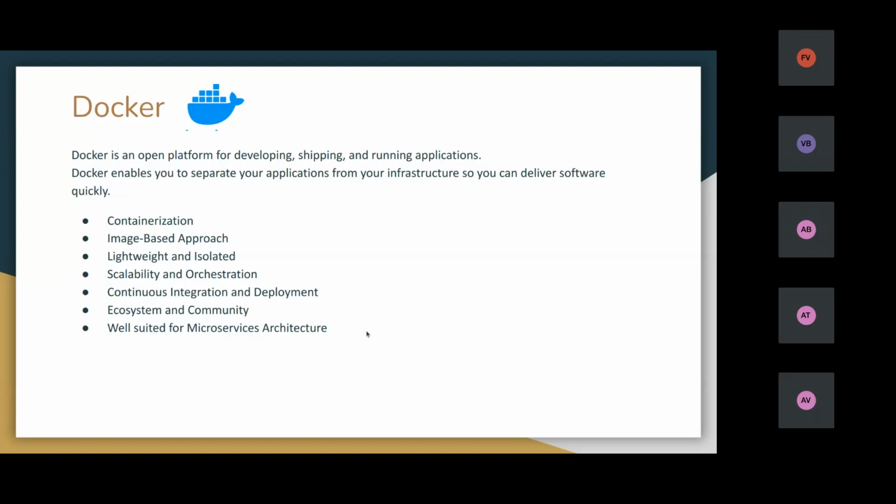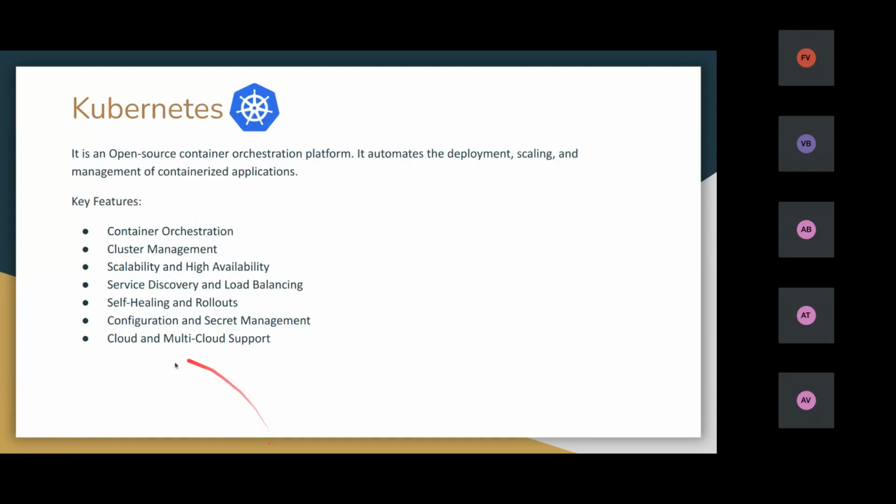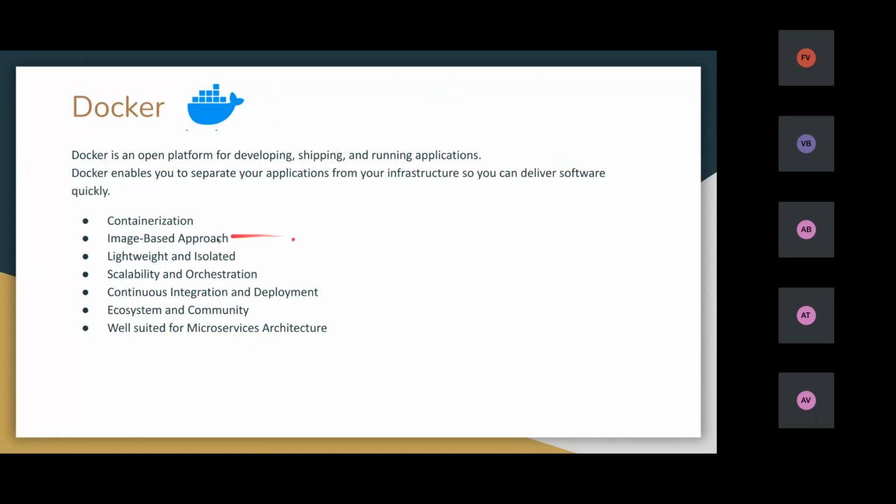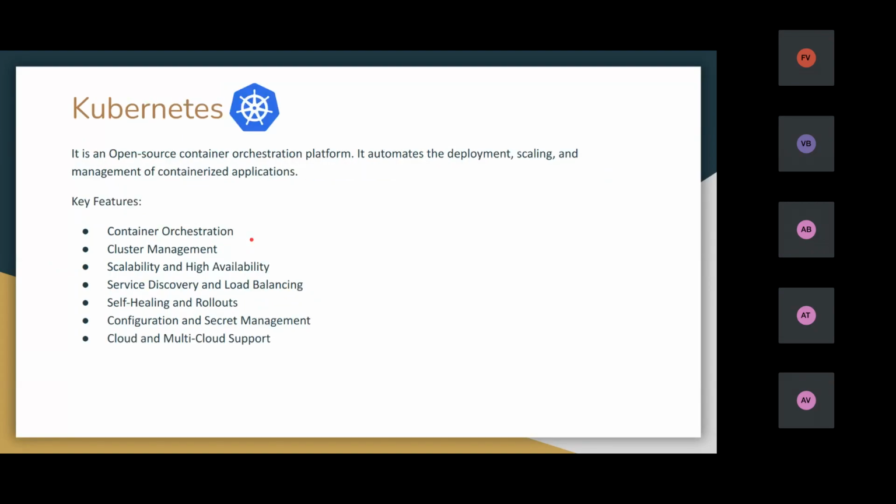If we don't use microservices, the entire instance needs to be upgraded. So for that Docker is used. Then Kubernetes is also for containers. Like I said, in Docker containers are created. Kubernetes is also a container orchestration tool.